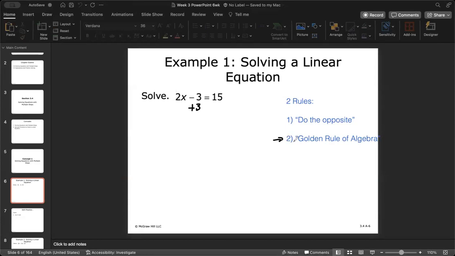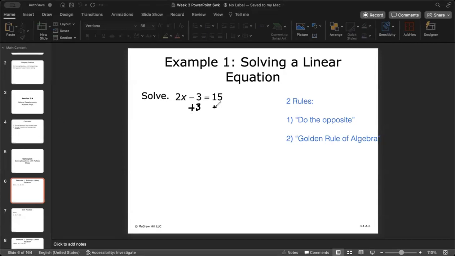Now, it's something that I made up. It's not actually a rule of algebra. It's just something I coined to keep it straight in my mind, which you already know. But what's the golden rule? Do unto others as you want done unto you. Treat people how you want to be treated. Well, in this context of algebra, the golden rule is what you do to one side, you've got to do to the other side as well, the other side of the equal sign.